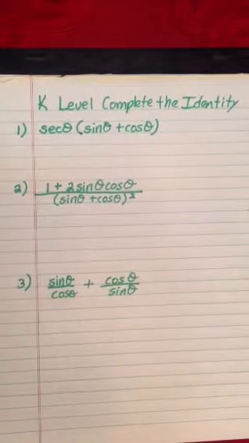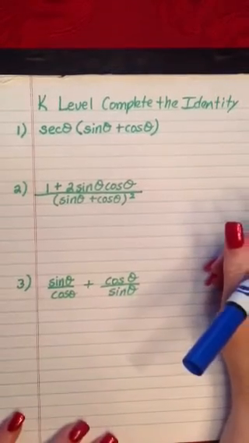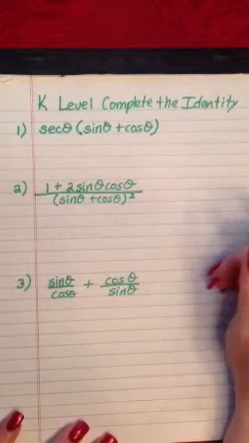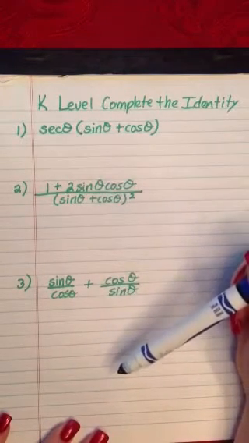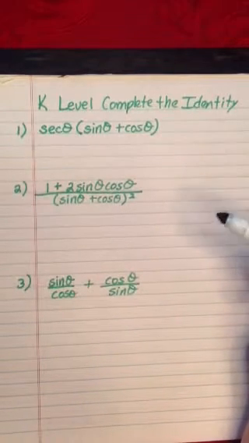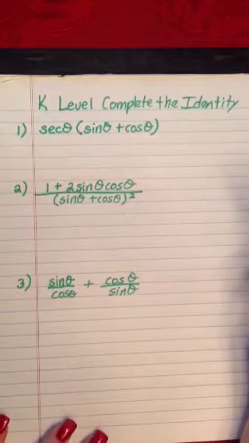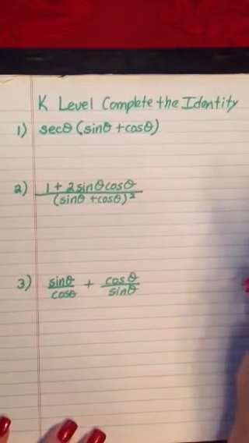All right, if you're in K-level, in addition to watching the other Complete the Identity one, you might want to watch these additional ones also. As I suggested in the previous one, it would probably be a good idea if you wrote these down on a clean sheet of paper, then later on go back and see if you can do them yourself. Sometimes just watching me do it isn't quite enough. You kind of have to actually figure out how to do it yourself.